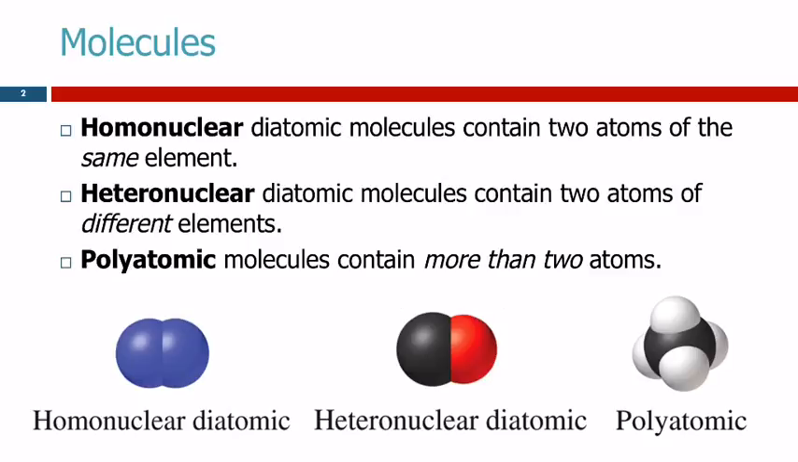So here we have an illustration of a homonuclear diatomic, a heteronuclear, and then we could have polyatomic. Poly is a prefix that means many. So polyatomic means many atoms, more than 2. Any questions?